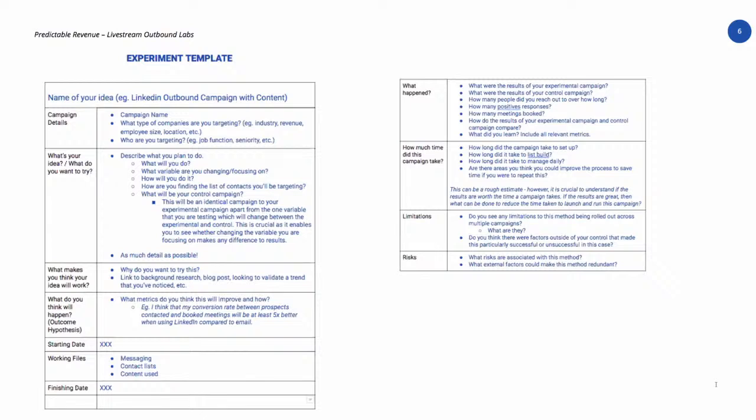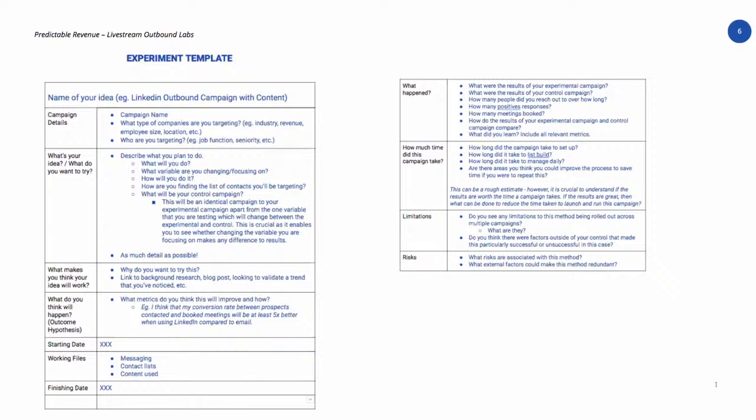So limitations and risks, these are the leading questions. What are the limitations of being rolled out across multiple campaigns? What are the limitations of this potentially being scaled? Are they factors that you can control? If you can control them, how could you improve them? If you can't, is there anything else you can do to negate external limitations?